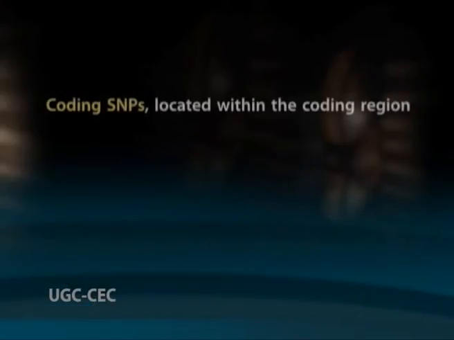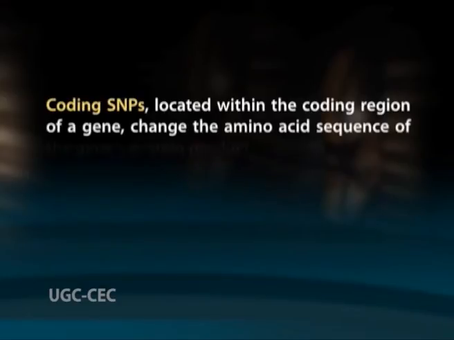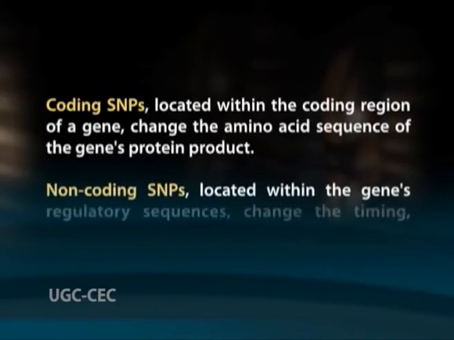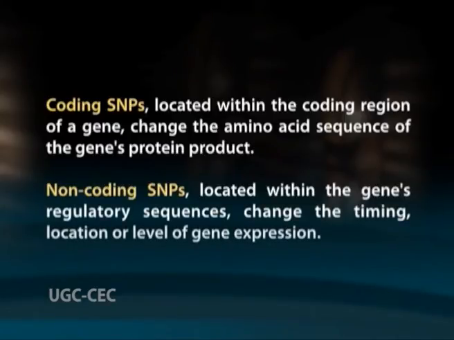Causative SNPs come in two forms. Coding SNPs, located within the coding region of a gene, change the amino acid sequence of the gene's protein product. Non-coding SNPs, located within the gene's regulatory sequences, change the timing, location or level of gene expression.